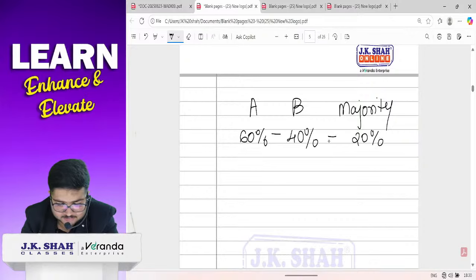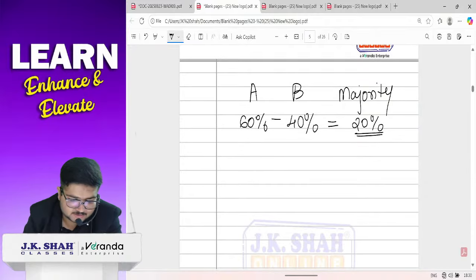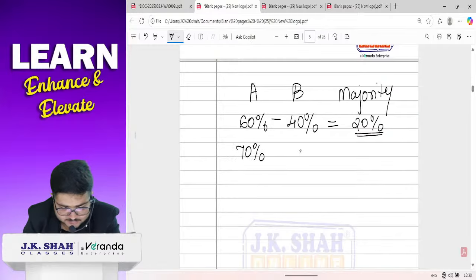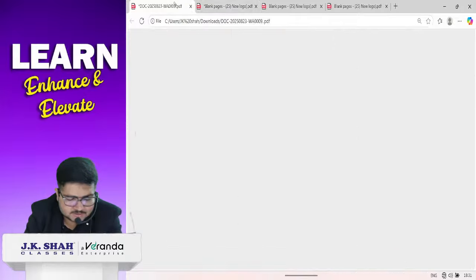Now this 20%, what do you mean by 20%? It means the winning candidate won by how many votes? He won by 20% votes because the difference of winning and losing was 20%. So majority is 20%. So tell me, if I tell you winner got 70%, then loser will get 30%, right? Then what will be the majority? 40%. So you will be given one of the two percentages. You have to find out the percentage of the other candidate and find out the majority in your mind whenever you see the percentage.